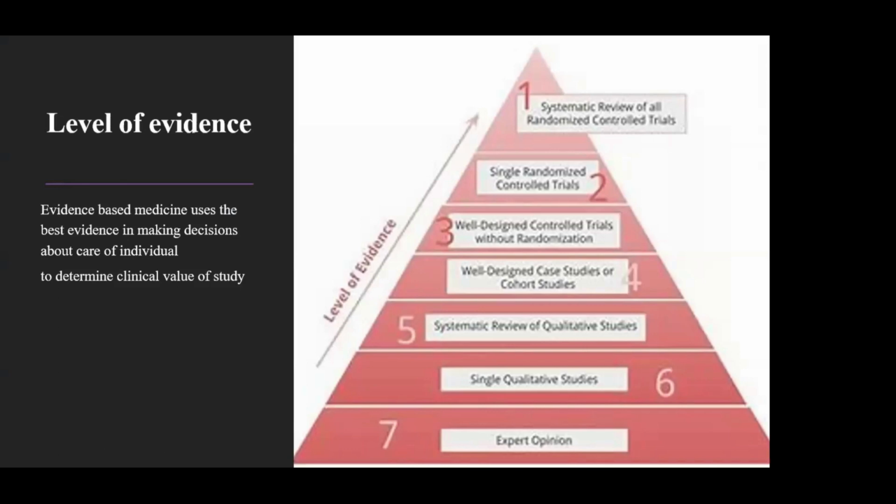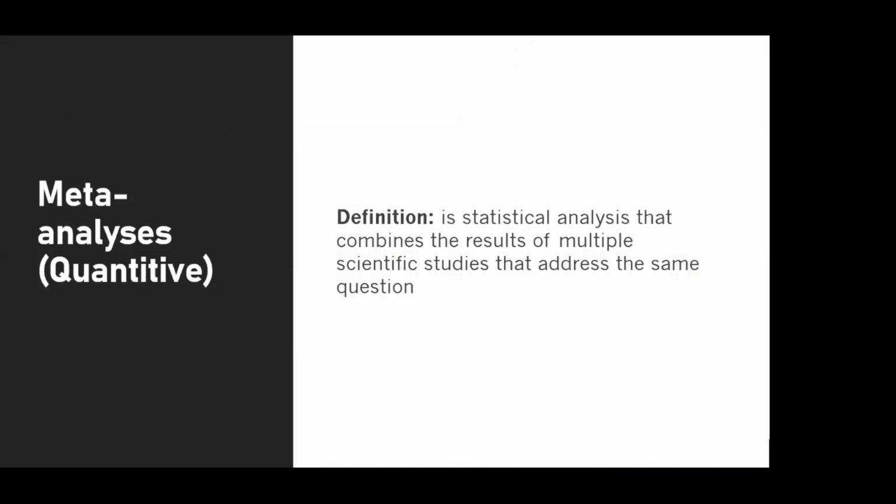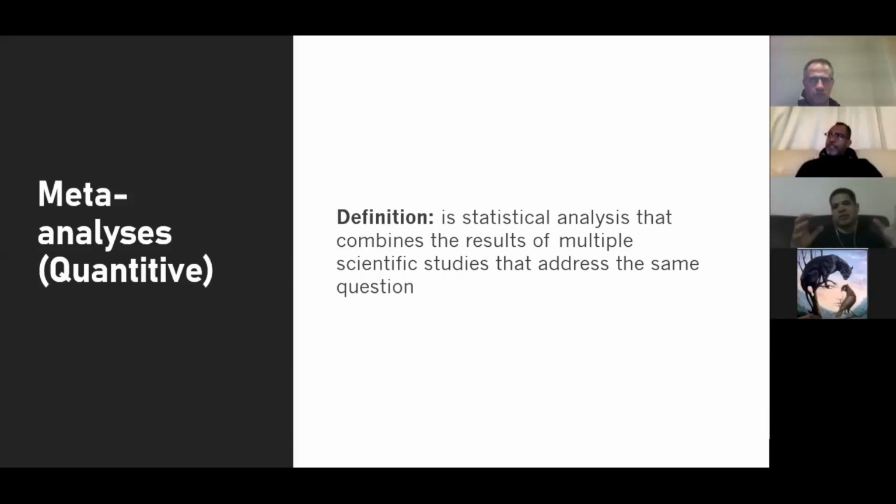So we'll start with the systematic review and the meta-analysis. The meta-analysis, in one word, is a quantitative estimation of the study. It is a statistical analysis that combines the results of multiple scientific studies that address the same question. For example, arthroscopic versus mini approach for rotator cuff repair. You will go through all randomized controlled studies in the past, collect the data together, and do your meta-analysis.